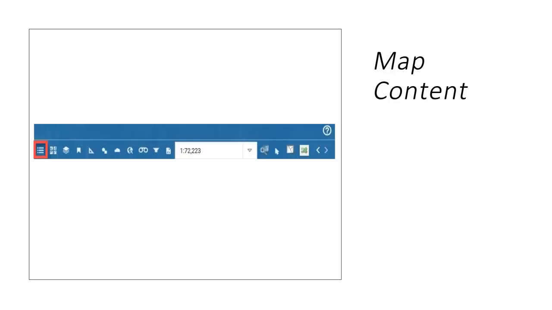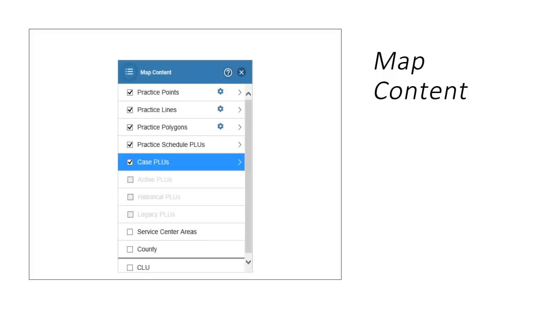To open Map Content, from the Map Tools toolbar, select the Map Content tool. Map Content opens and displays the available and visible feature and reference layers. Feature layers are displayed above the solid gray line, and reference layers are displayed below the line. Temporarily set layer visibility by checking or unchecking the checkbox to the left of the layer name.